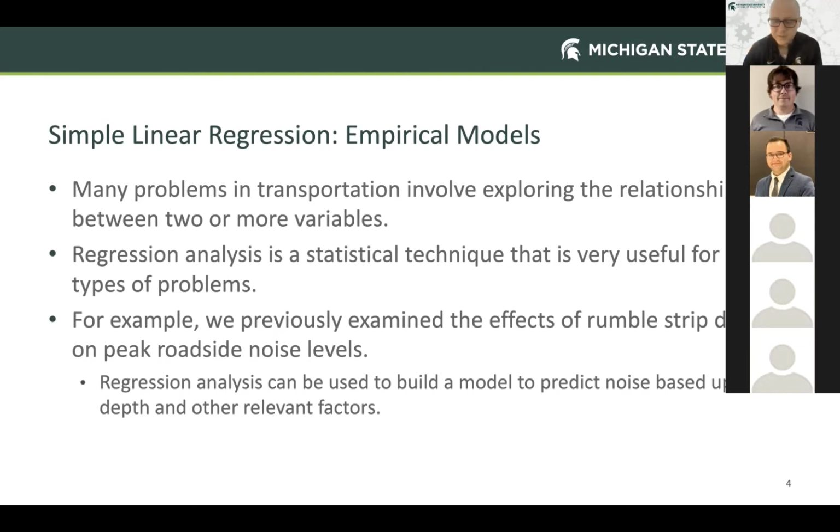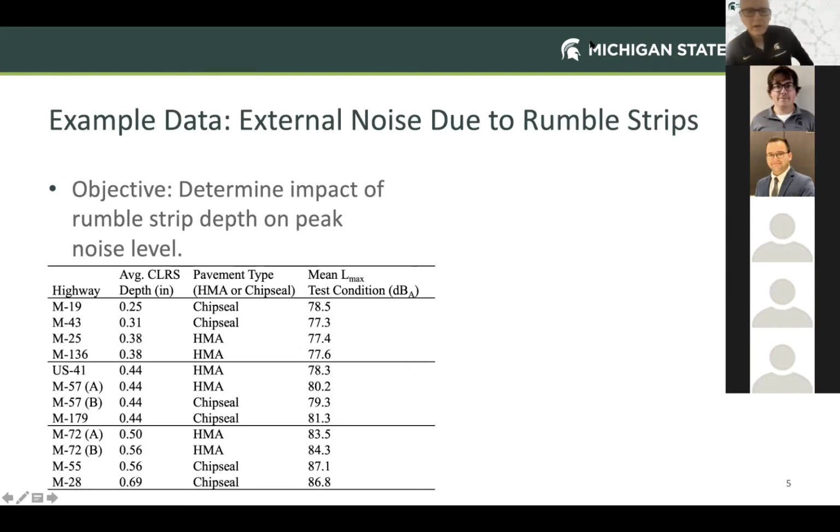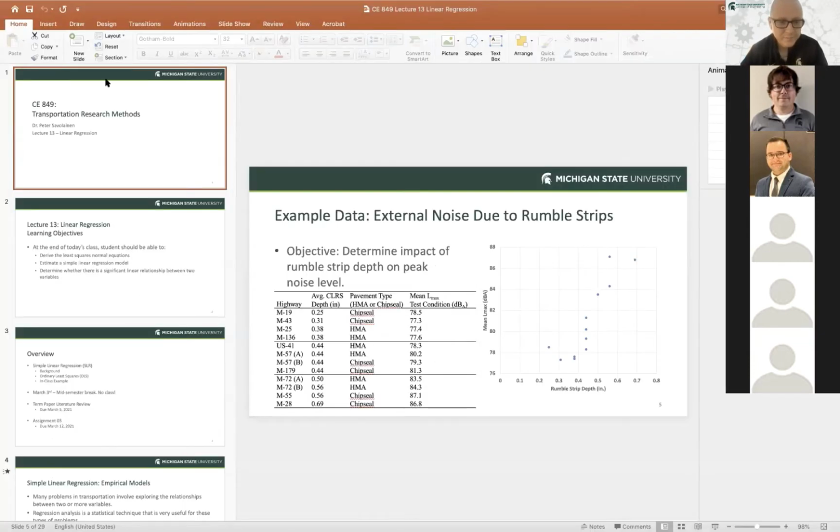So that's essentially a big picture look at where we're going here. Now, this looks somewhat familiar to the data that you had been working with previously. Basically, we have the same 12 sites and we have peak noise levels of interest to us. And so our primary question here is, how are these noise levels impacted by the depth of the rumble strips? What you'll see this week is a bit of a difference.